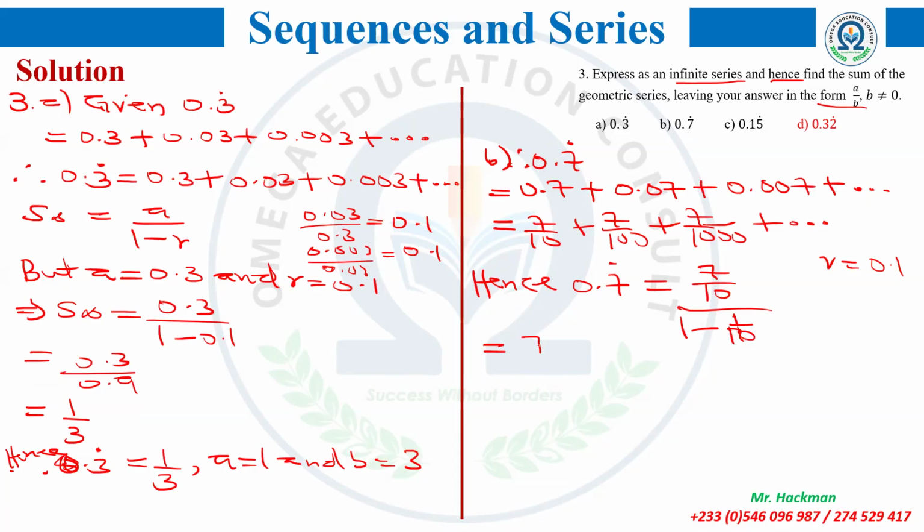So in effect, I'm going to get 7 over 10 divided by, this will give us 9 over 10, all correct? Yes, please. Which in effect will give us 7 over 10 times 10 over 9. So that will give us 7 over 9, am I right? Yes, please. However, what I have here is already a conclusion. So I can compare: A will be equal to 7 and my B is equal to 9.